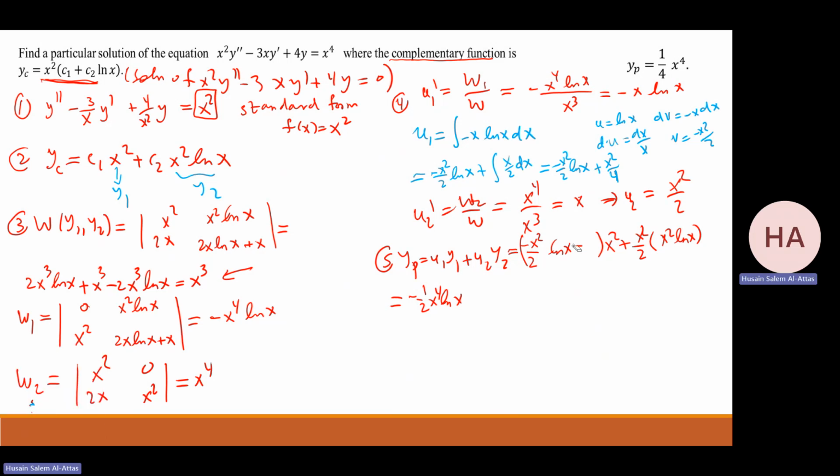Yeah, be careful with the calculation. That should be plus x squared over 4. So this is plus x to the power 4 over 4, plus half x to the power 4 ln x. That cancelled. I'm getting x to the power 4 over 4. That will be my YP.